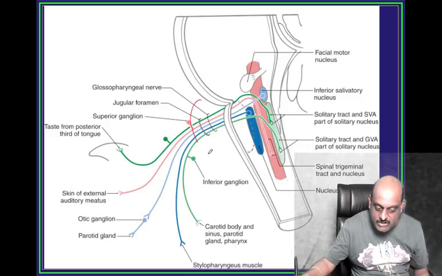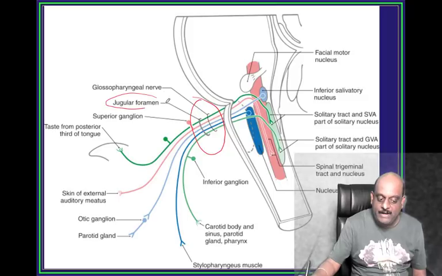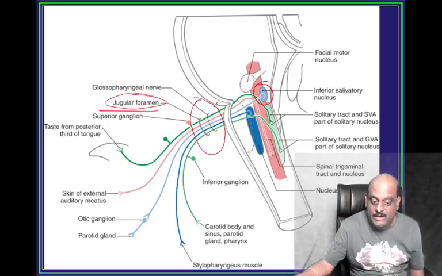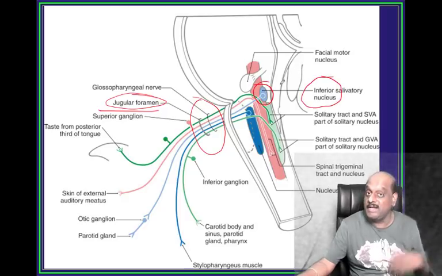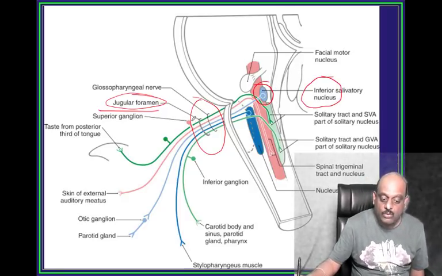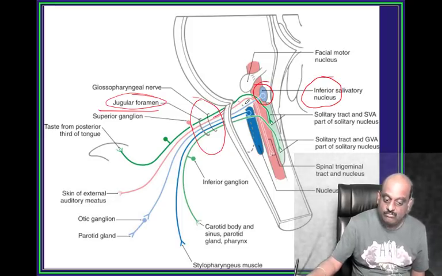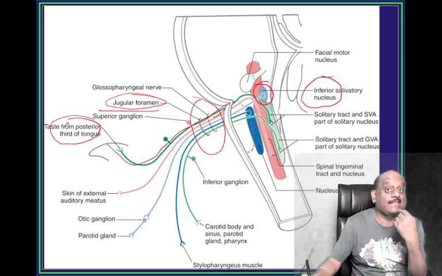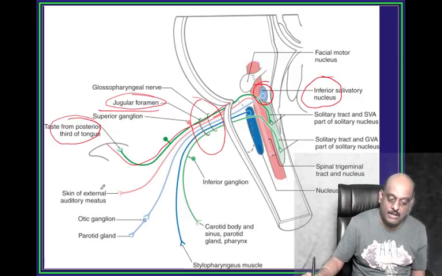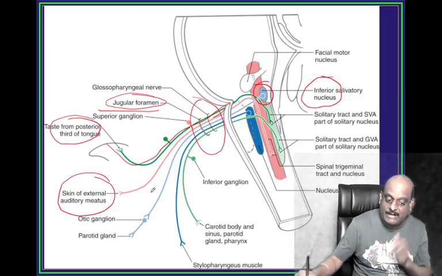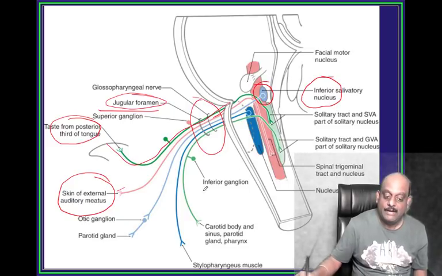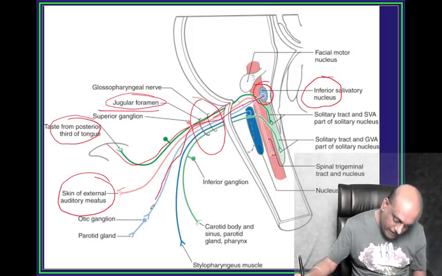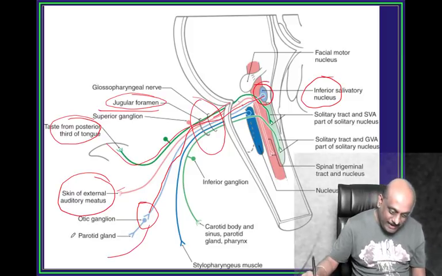Bhaiya, glossopharyngeal ke structure ke bare mein baat karo. Glossopharyngeal nikalta hai jugular foramen se. So here you have inferior salivatory nucleus, which is associated with glossopharyngeal. Now, typically you have the fibers of the glossopharyngeal. Taste from the posterior third of the tongue, glossopharyngeal. Then skin on the external auditory meatus will pass through the glossopharyngeal. Then the fibers from the inferior salivatory nucleus will come down. That is otic ganglion, and they go to parotid gland.